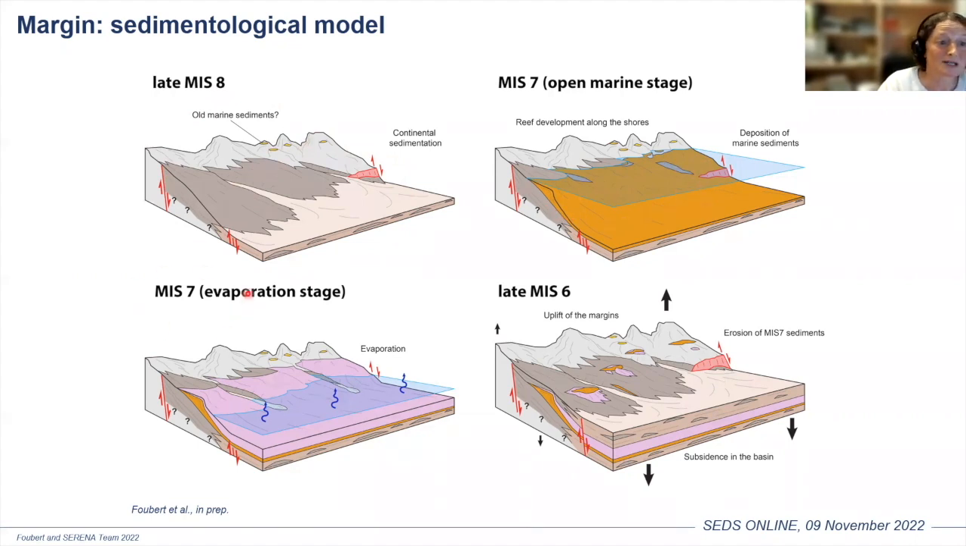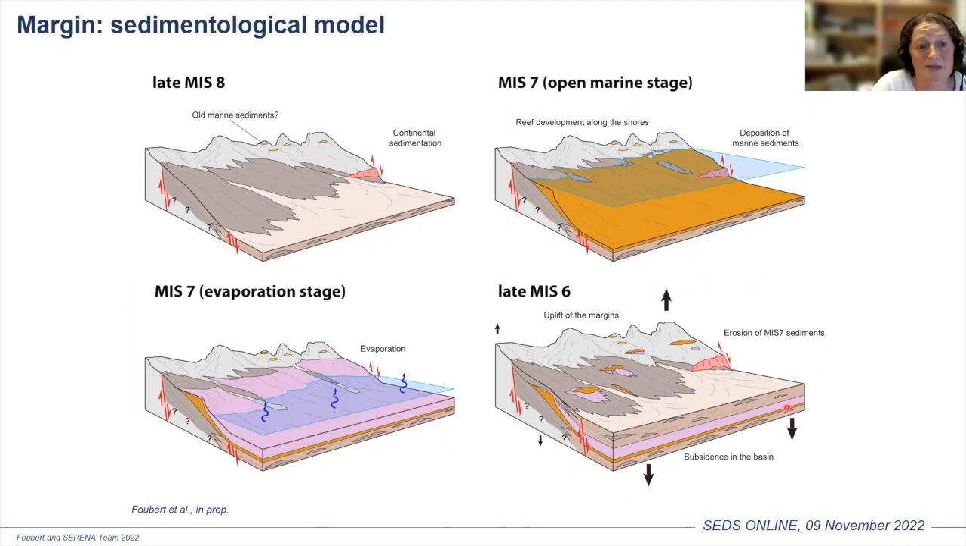After marine isotopic stage 7, sea level dropped again, and probably also uplift of the rift shoulders. So you disconnect the Danakil basin from the Red Sea, resulting in evaporation of the basin, and the deposition of those gypsum deposits at the margin of the basin. You get a drawdown facies there.